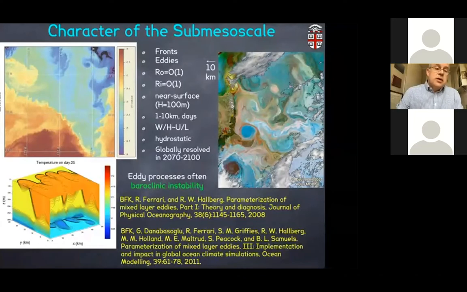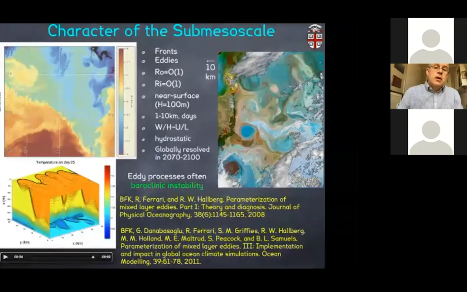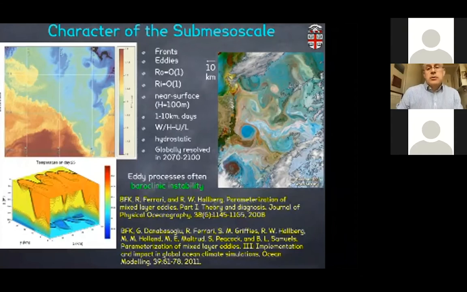And similarly, because it's in this weakly stratified boundary layer, the Richardson number is also order one. You put those two pieces together and there's very few approximations you can make to describe the submesoscale. It tends to be almost the full complexity of the hydrostatic Boussinesq equations. These are really small features. They won't be globally resolved in a routine way, sort of an IPCC climate way, for probably a few more decades. This is an estimate which I could explain if there are questions about it.